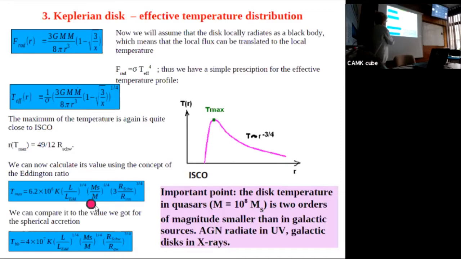Because if it is 1 or 10, it does not matter. On the other hand, if this is 10 to 8, then 10 to 8 to the power 0.25 is 100. So we are going a factor 100 lower. So instead of 10 to 6, we will get 10 to 4. 10 to 4 is UV. So in the case of AGNs, quasars, the disk emission will be visible in far UV.